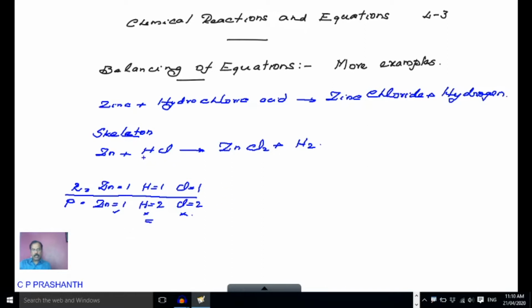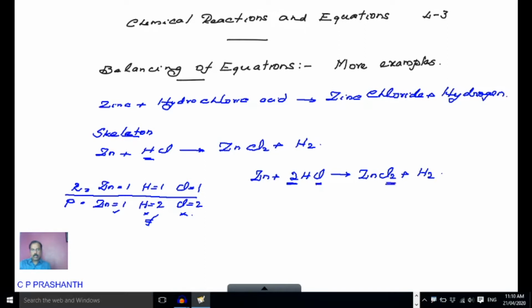So how do we do it? So let us balance hydrogen first. You have to put the coefficient in front of the formula. So it will be zinc Zn plus, we will put 2 in front of HCl to balance hydrogen atoms. So you get ZnCl2 plus H2. Now you can see the number of hydrogen atoms is balanced.